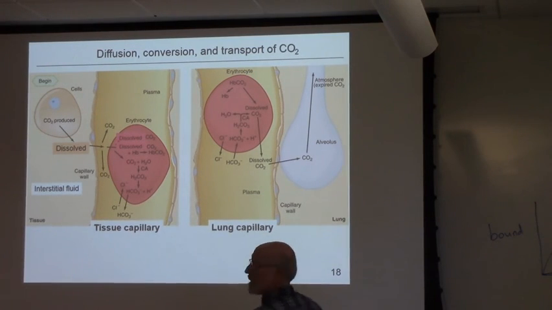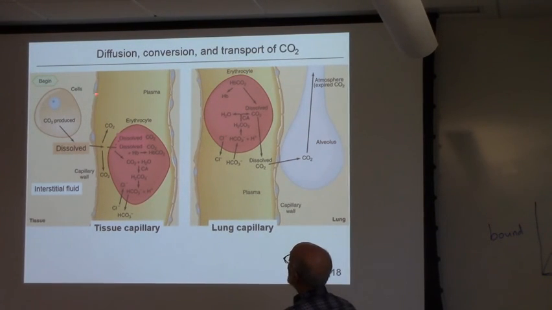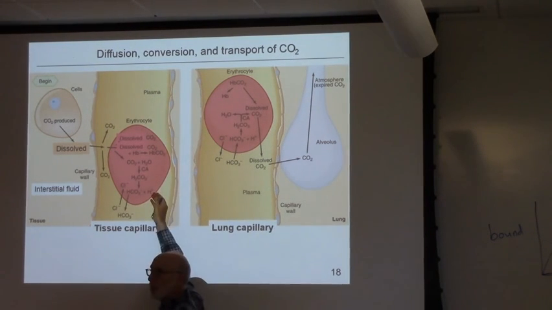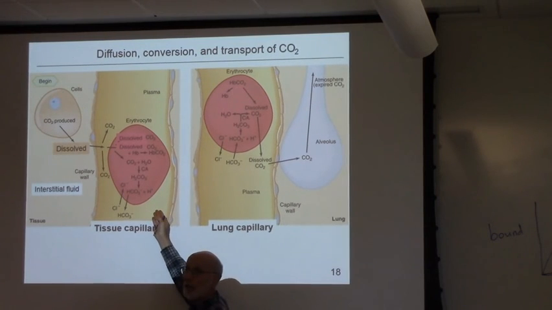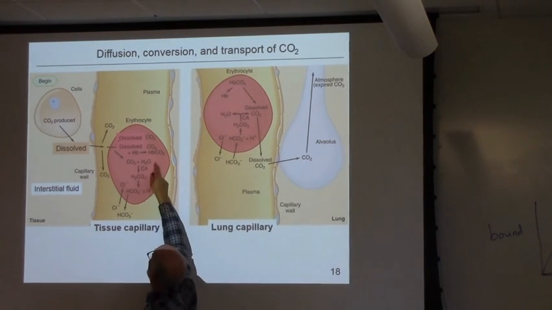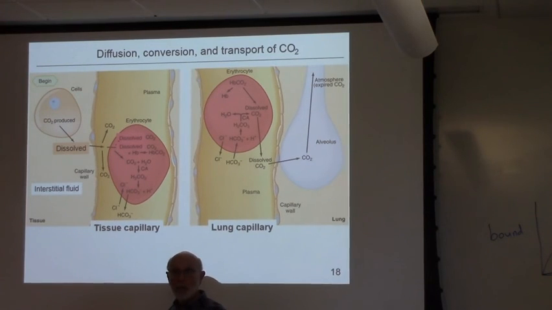CO2 is carried as a dissolved gas in plasma and in the cytosol of red blood cells. Does anyone have a sense of what percentage of this total volume is red blood cell? It's the hematocrit. What percentage of your blood is red blood cell in volume? What's a normal hematocrit? About 40%. So 40% of your blood volume is this, and 60% of your blood volume is this, and both of them are carrying CO2 as a dissolved molecule.